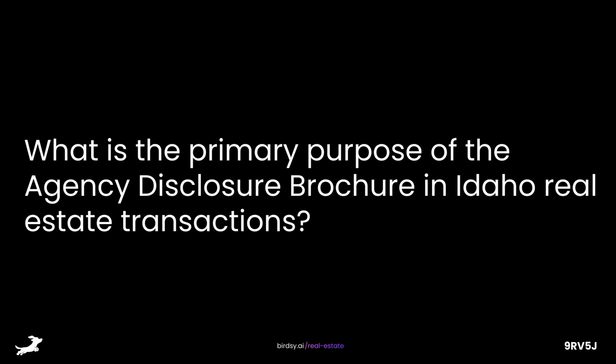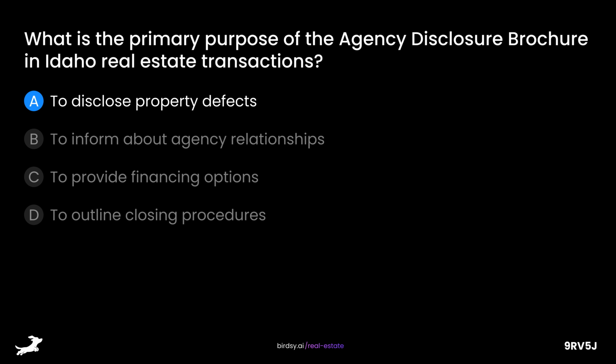What is the primary purpose of the agency disclosure brochure in Idaho real estate transactions? Is it A, to disclose property defects, B, to inform about agency relationships, C, to provide financing options, or D, to outline closing procedures? The answer is B, to inform about agency relationships.